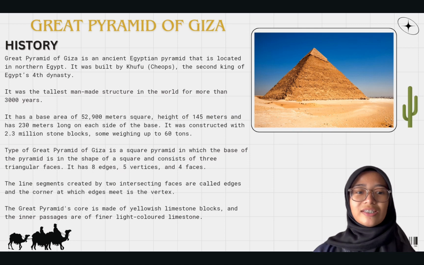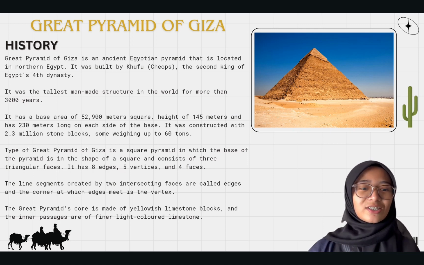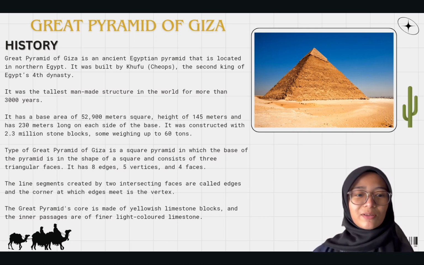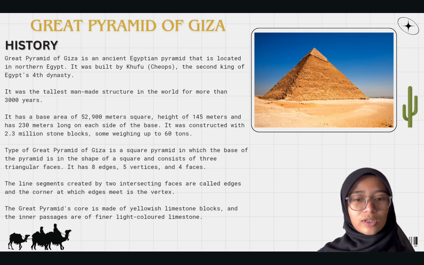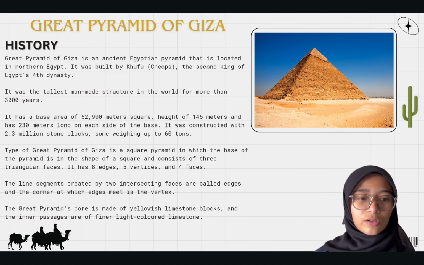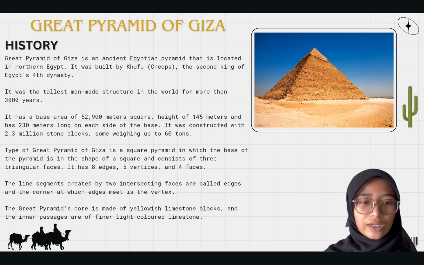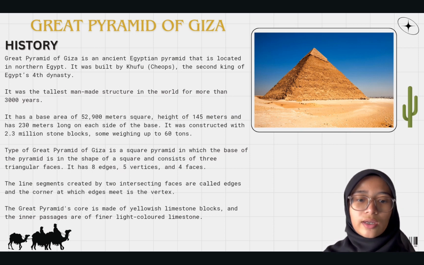Case 1 is the Great Pyramid of Giza. For the history, the Great Pyramid of Giza is an ancient Egyptian pyramid located in northern Egypt. It was built by Khufu, Cheops, the second king of Egypt's 4th dynasty. It was the tallest man-made structure in the world for more than 3,000 years. It has a base area of 52,900 square meters.